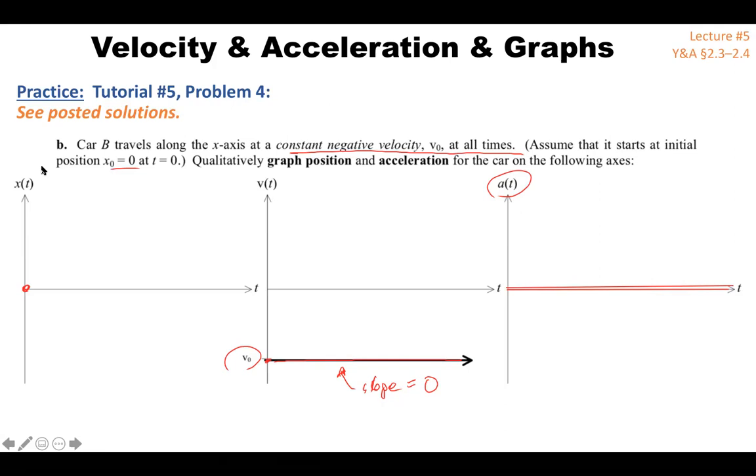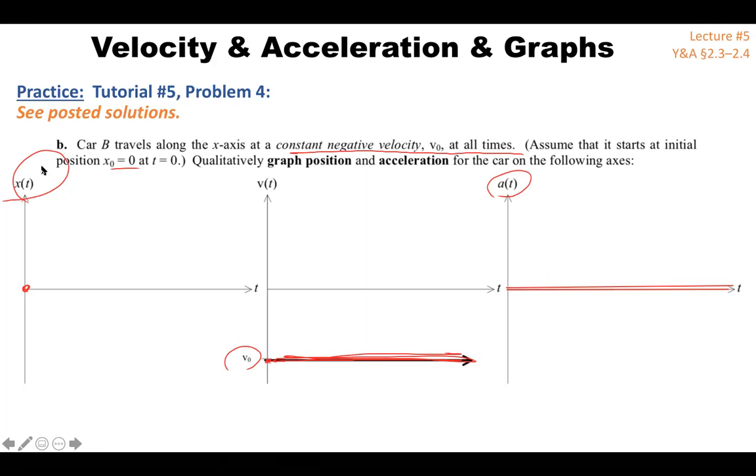Now fill in the blank again. Velocity is equal to the blank of the position graph at all times. And again, slope. So now if we think about that, velocity is the slope of the position graph. Velocity has a constant negative value at all times. So therefore, we need to have a position graph whose slope has a constant negative value at all times.